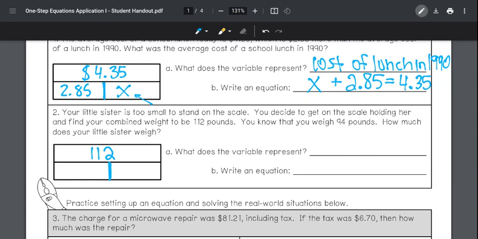We do know how much the older sister weighs. Okay, she weighs 94 pounds. So right now we're just trying to figure out 94 pounds and the little sister's weight has to equal a total of 112. Okay, so what does that variable represent? What is this unknown? The little sister's weight. Okay, we can put the weight of Lil Sis.